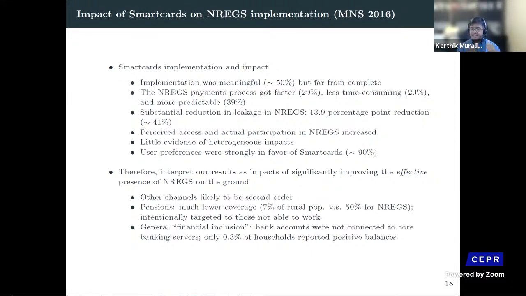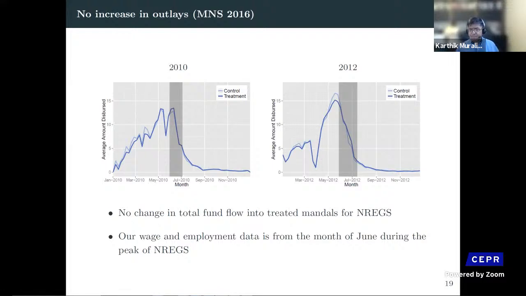Now, the second possible story is a general financial inclusion story, okay? Because the smart cards did create bank accounts into which money could go. But the bad news for the citizens and the good news for us was that the Rural Development Department also wanted to make sure that the money was being paid in 14 days. And they were concerned that the banks would try to hold on to the balances as a float and not give the money to beneficiaries. So they actually put as one of the contractual stipulations that the banks have to pay out this money on time. As a result of that, only 0.3% of the households reported any positive balances in these accounts, okay? And also these bank accounts were not connected to the core banking server, so you couldn't use it anywhere else except your village with that one designated business correspondent, okay? So those would be the two main threats to identification and interpretation, and we think both of those are completely second order. And so we feel confident of interpreting these results as mainly driven by the effects of improving NREGA implementation. Okay, so the fund flow doesn't change, like I talked about.